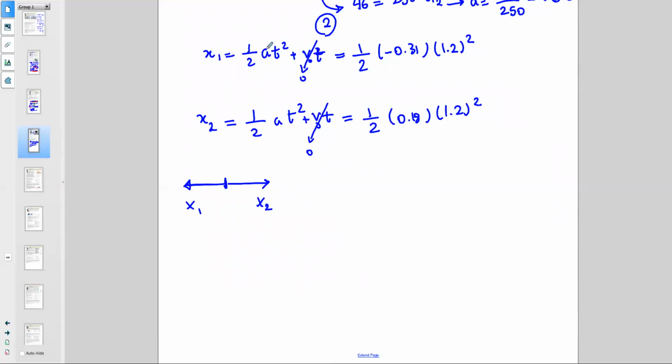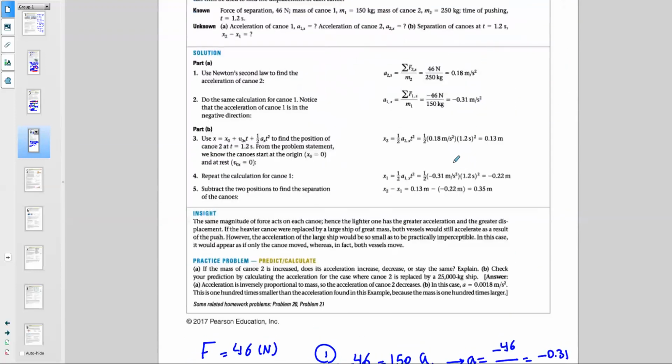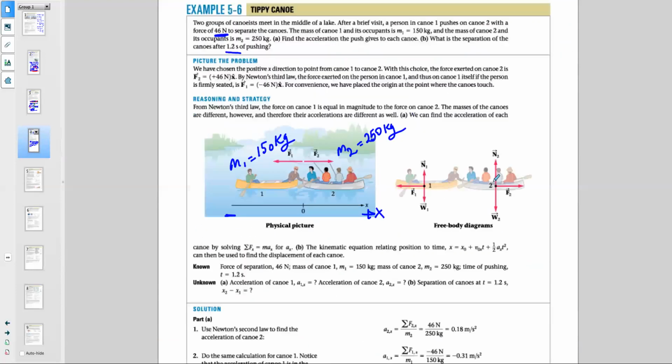And this is the general formula that we have for displacement. For each of them, I'm just writing them, and this is 0. Now if I calculate this, let's see if the book has calculated it already for us. Negative 0.22 meters. And the book has also calculated the other one for us.